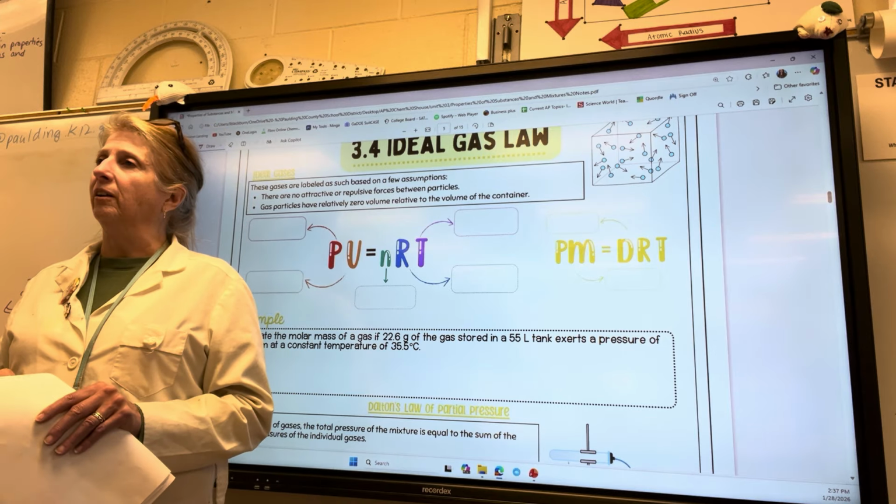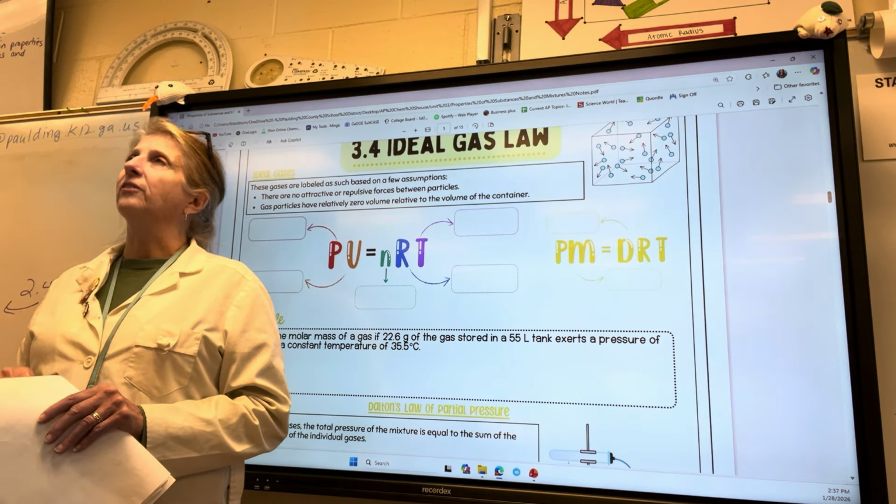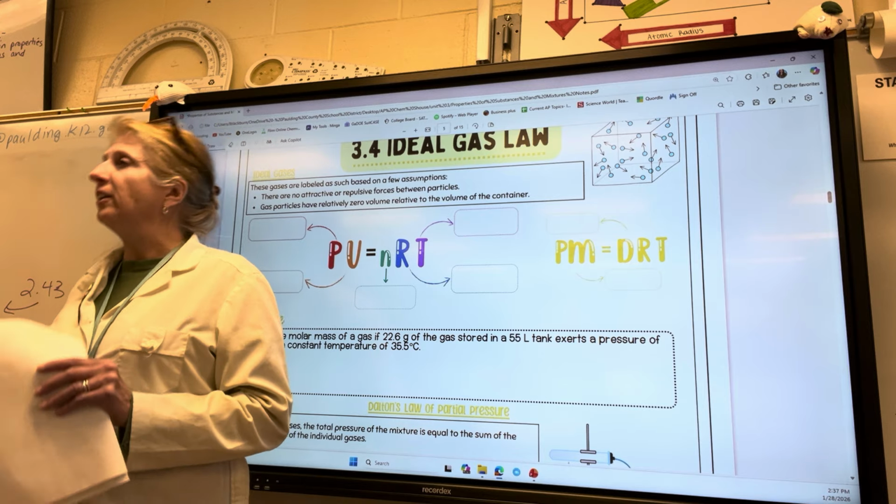Did you learn the song? Let me think of how it goes. The gas laws are good to know. You can use them everywhere you go. We're talking PV equals nRT. We're talking heavy duty chemistry.